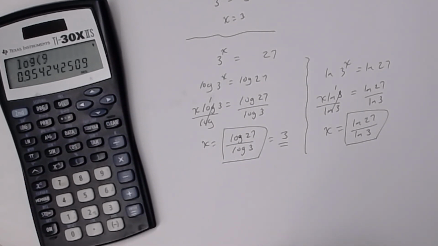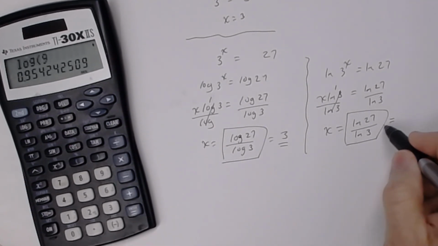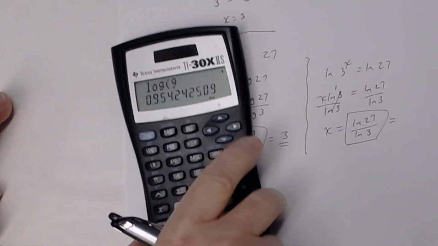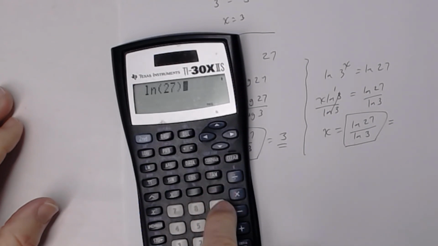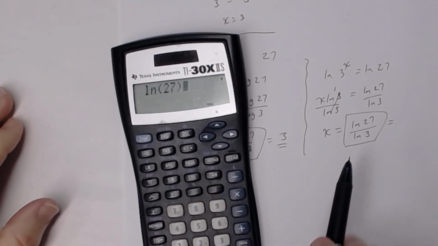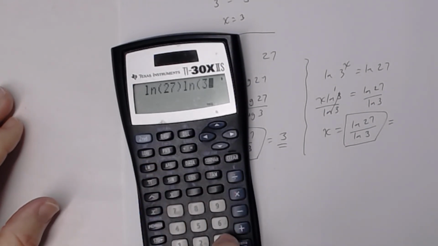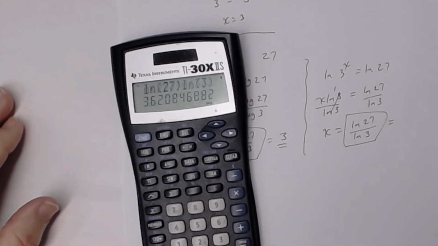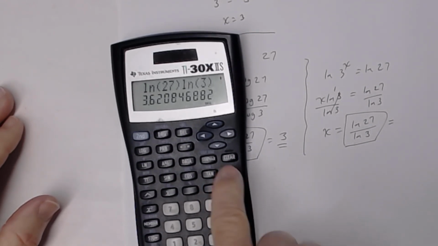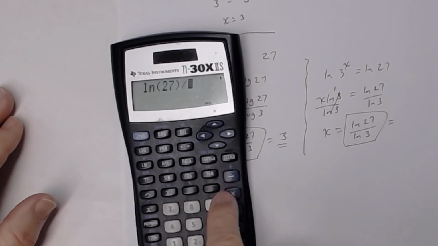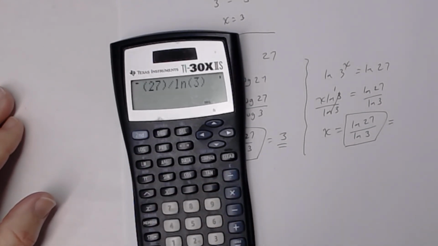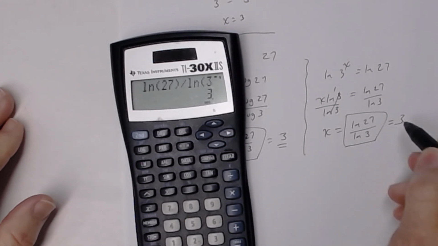But they are equivalent. Because when you use your calculator on this, using natural logarithm, so the natural log of 27, close the parentheses, divided by the natural log of 3, close the parentheses, you get 3. Oops, sorry. I forgot to divide. All right, so let's do it again. The natural log of 27, close the parentheses, divided by the natural log of 3, close the parentheses, equal, you get 3. All right?